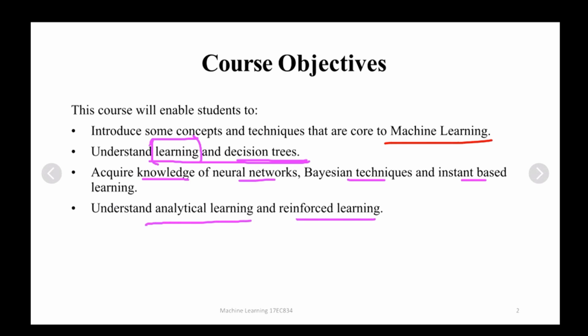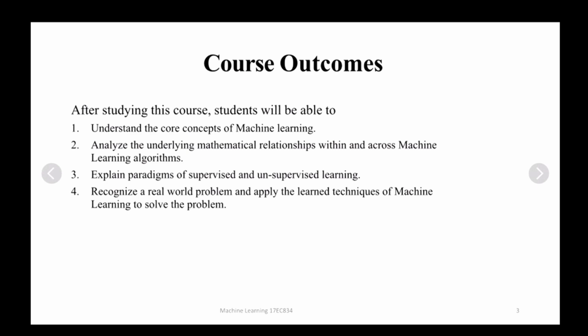What is more important for you guys is the course outcomes. If possible, please take a screenshot of this. This is very important for you. Outcomes always matter for students especially. So by the end of this course, after the completion of this course, students are able to understand the core concepts of machine learning, and they will be able to analyze the mathematical relationships within and across the machine learning algorithms.